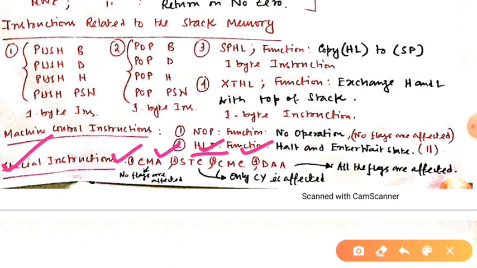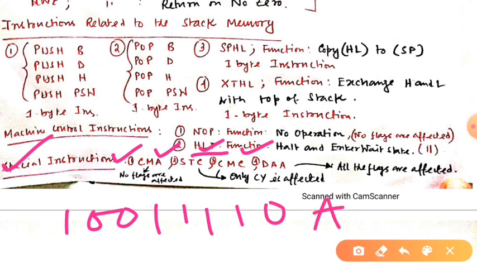CMA instruction actually complements the accumulator's content. So it inverts the content of the accumulator bitwise. So previously if it was 10011110, after the execution of the CMA instruction, the content of the accumulator will be changed to 01100001. Okay, so it will invert the content of the accumulator, as you can see. Now no flags are actually affected during the execution of this instruction CMA.